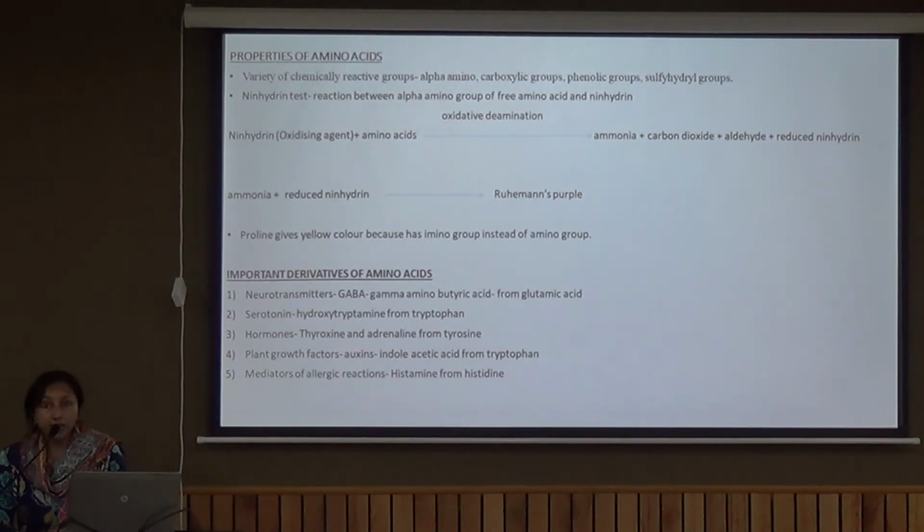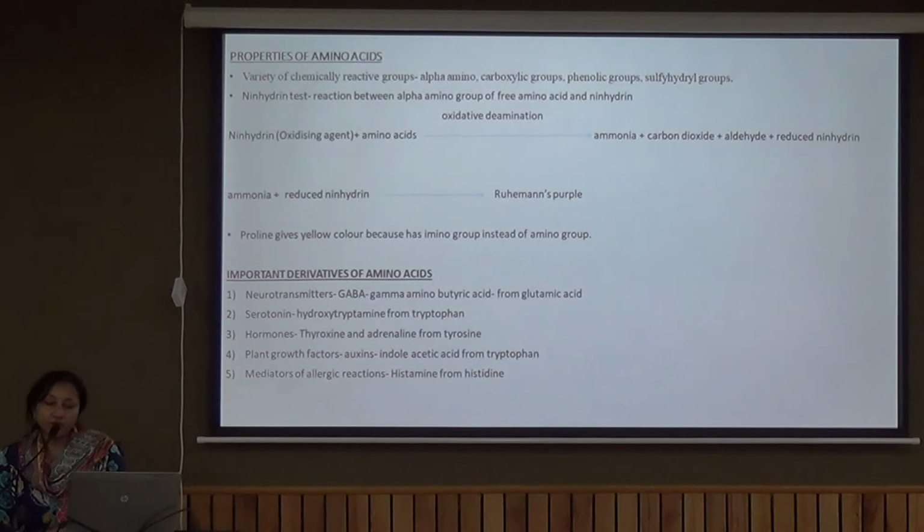But we have already discussed that proline is an amino acid. It has an imino group and not an amino group. So proline gives a yellow color with the ninhydrin test. So if we have a yellow color, that means proline is there, and if we have Ruhemann's purple, that means other amino acids are present there.